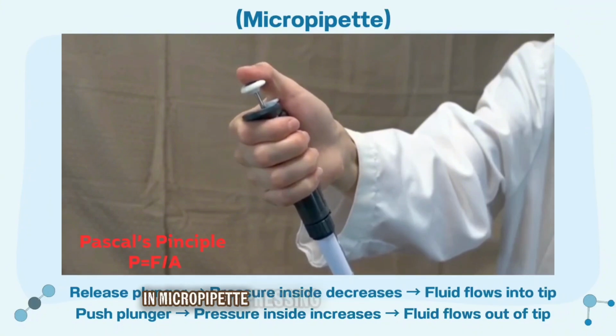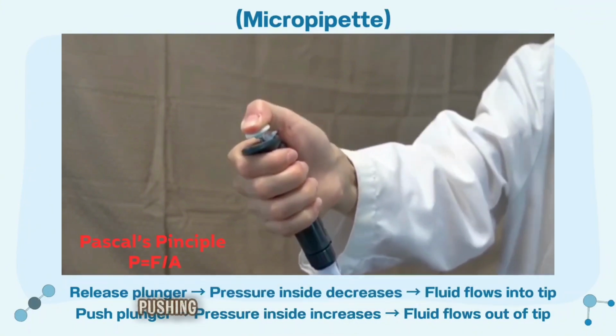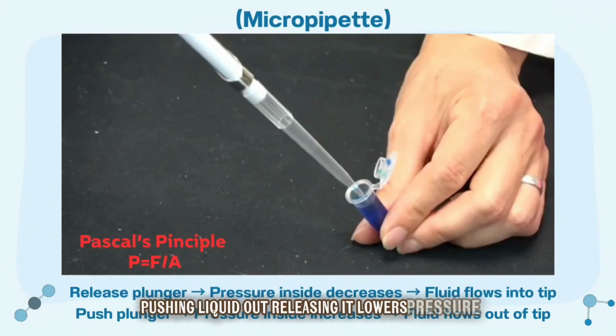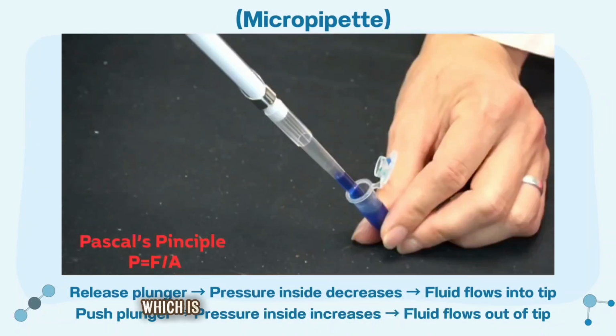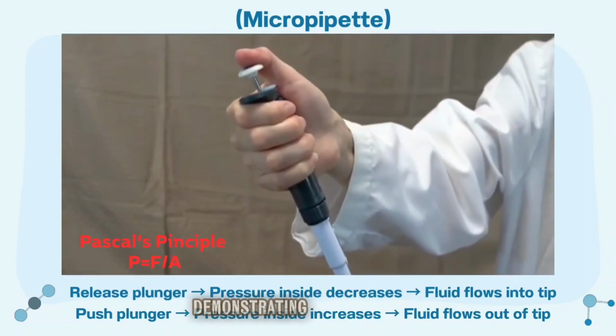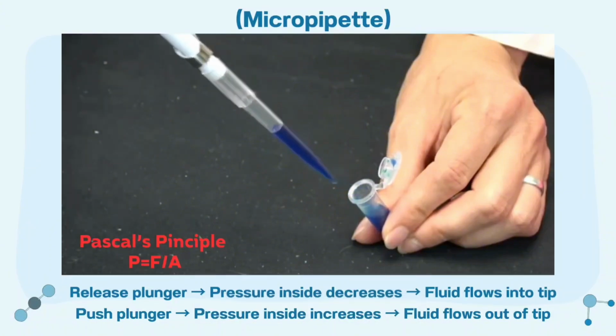In a micropipette, pressing the plunger increases pressure, pushing liquid out. Releasing it lowers pressure, drawing liquid in. Force on a small area creates pressure, which is transmitted equally through the fluid, demonstrating Pascal's principle.